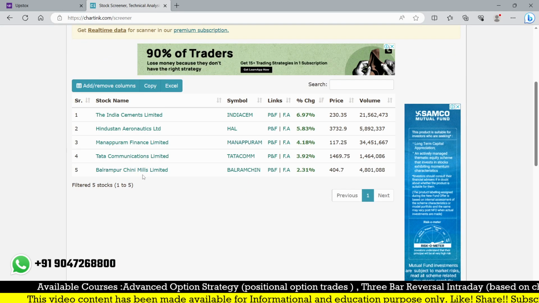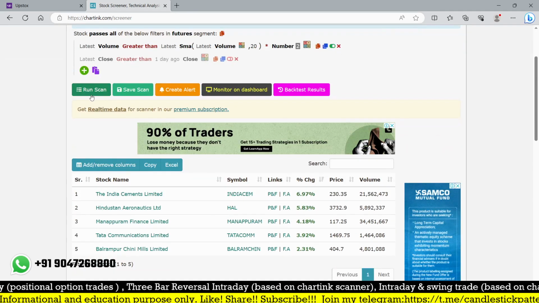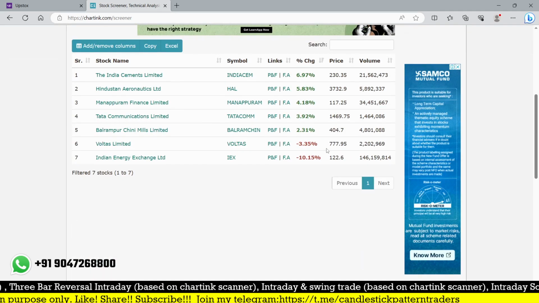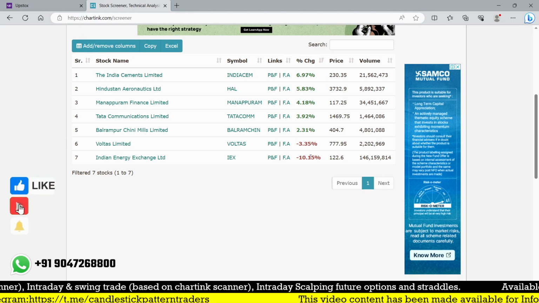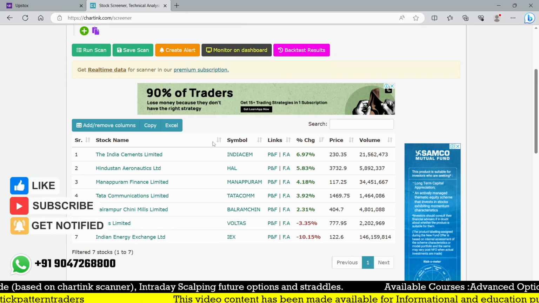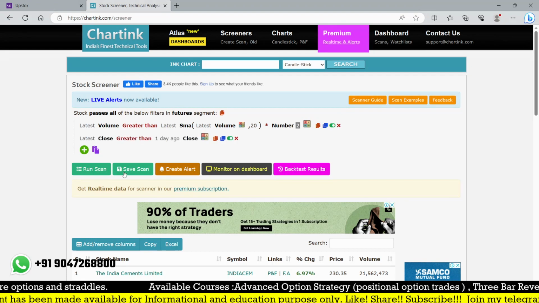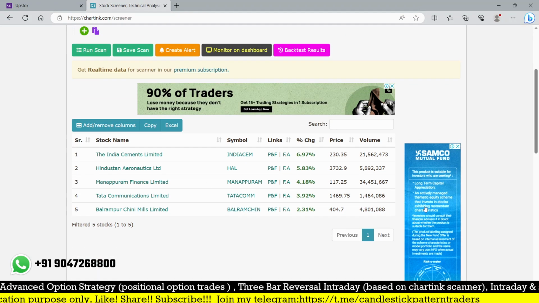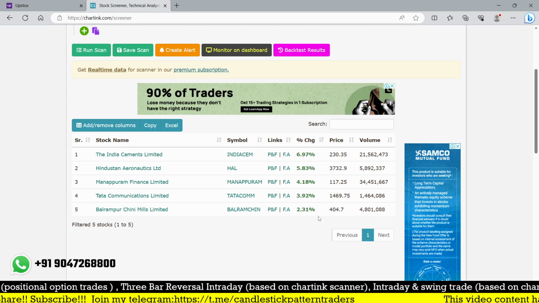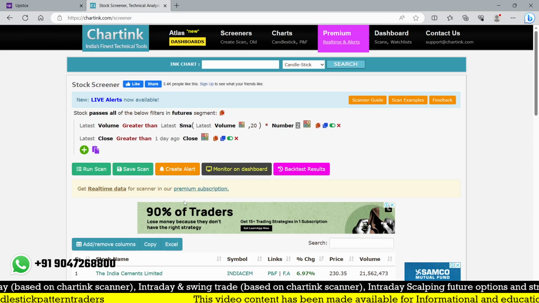So look at this, Balrampur Chini and Tata Communication. If you don't add this, you will be seeing the negative stocks too in this list. Almost 7 stocks, we filter out 2 negative stocks here. Okay, so we still have a large number of stocks. We reduce the number of stocks by using another filter. So maybe this many stocks, which are above the closing from the previous day, should be positive stocks.